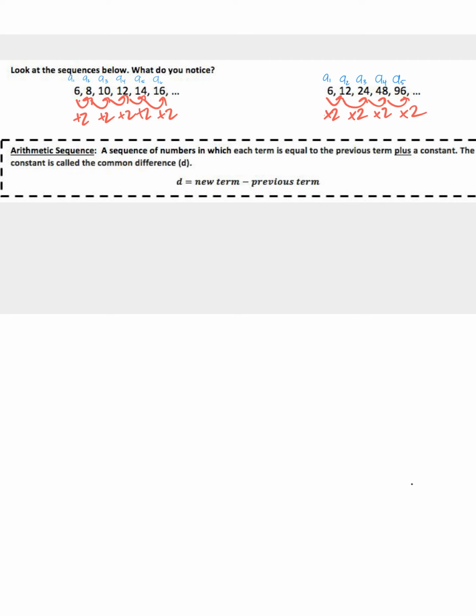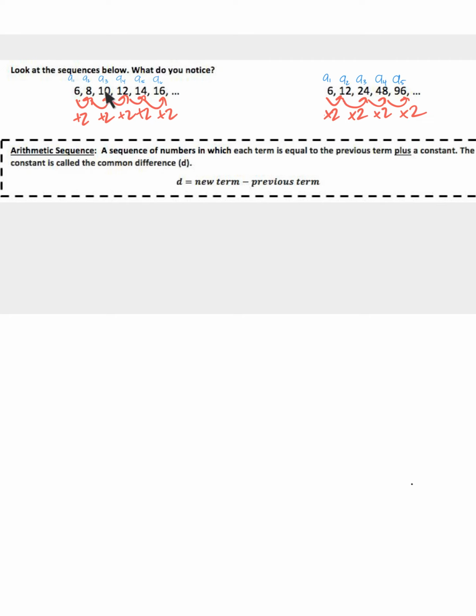Alright, so let's go ahead and read this definition. Arithmetic sequence: a sequence of numbers in which each term is equal to the previous term plus a constant. The constant is called the common difference. So to find the common difference, and this is right here, what we've listed here is a common difference. It's the new term minus the previous term. So if I was talking about the position a sub 2, we would take the new term 8, subtract it from the previous term 6, so the common difference would be 2.